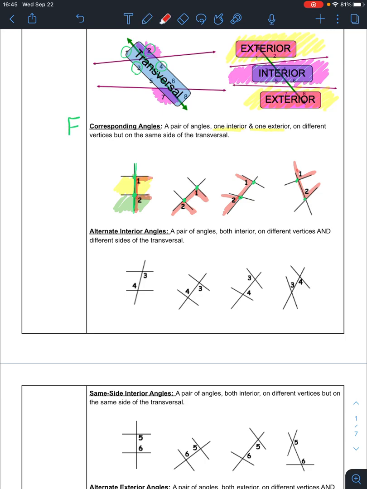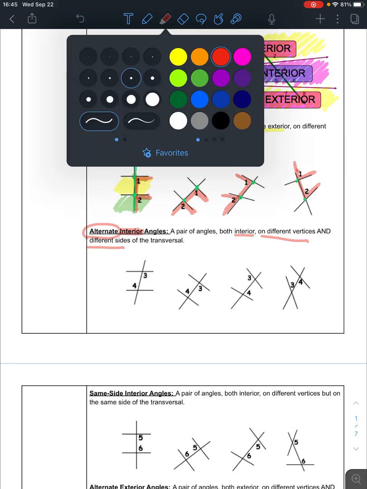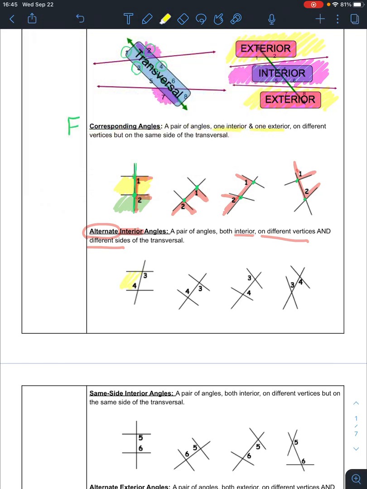Alternate interior angles, both are interior. They're on different vertices, and they're on different sides of the transversal. Alternate. So alternate interior, there are your clues. They're on alternating sides of the transversal, and they are interior. So we can see where our interior angles are in each one of these pictures. Interior means to be in between the two lines that we're looking at. So all of those are interior angles.